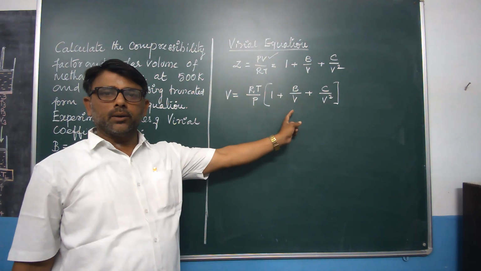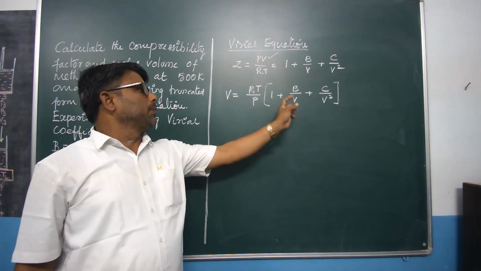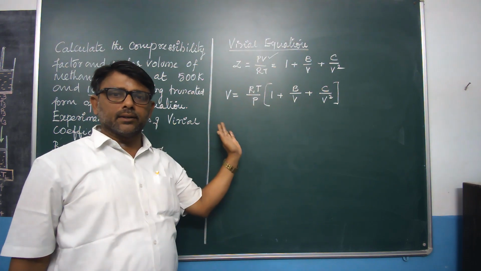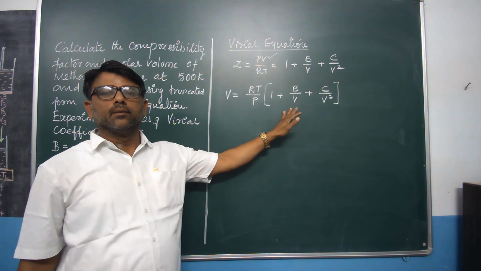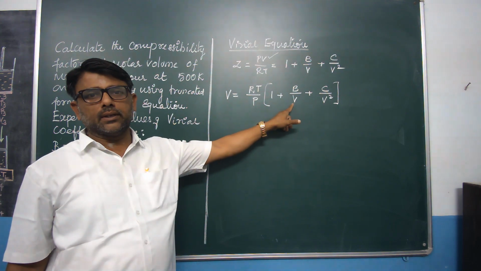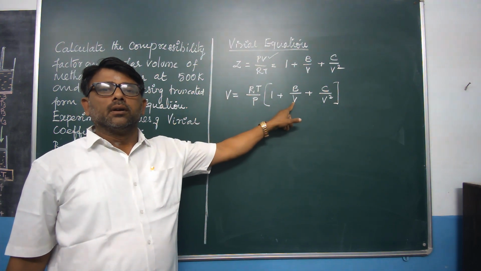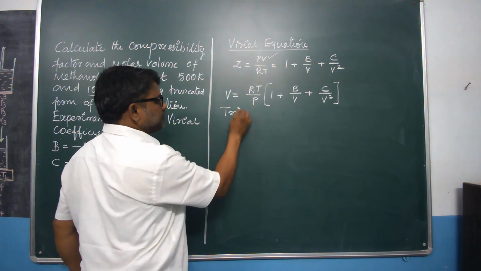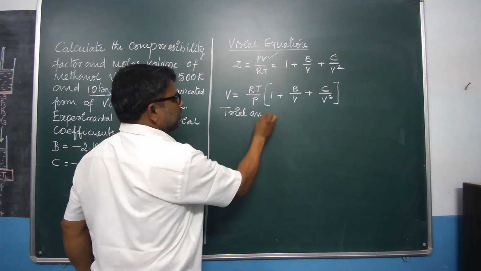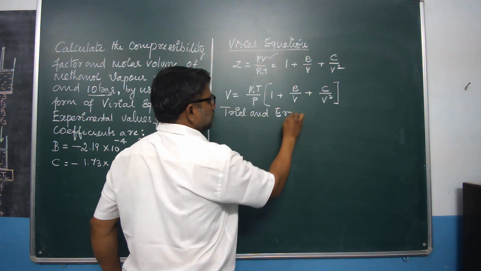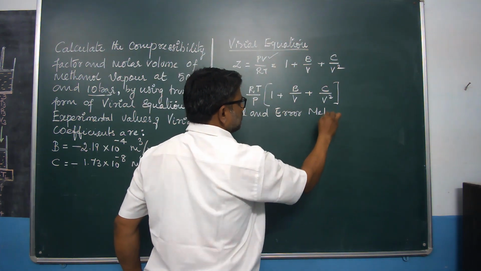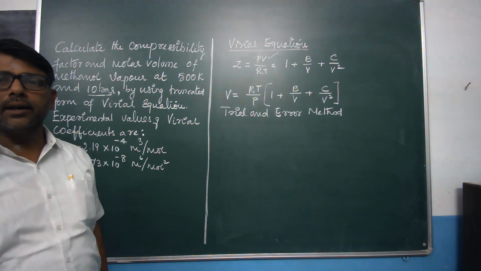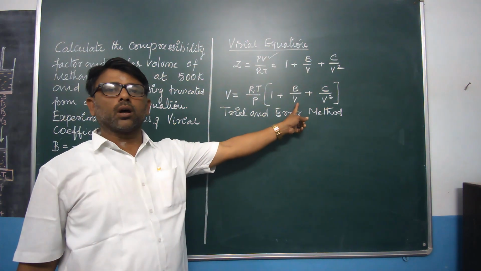Calculating molar volume directly is not possible in this equation, because on both the left hand side and right hand side, the molar volume V term is present. So we use the trial and error method. Only by means of the trial and error method can we calculate the molar volume.